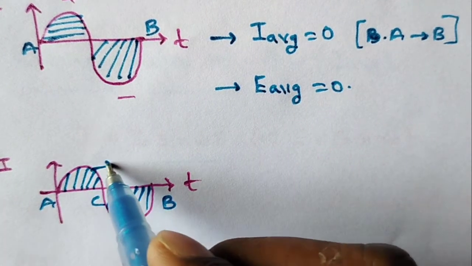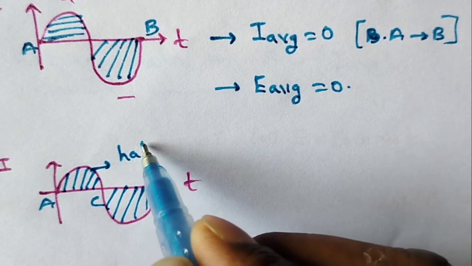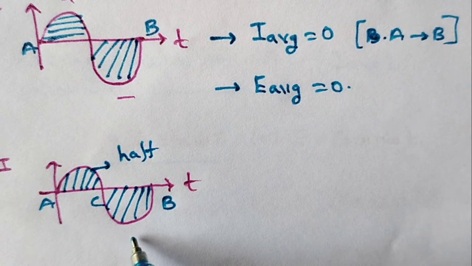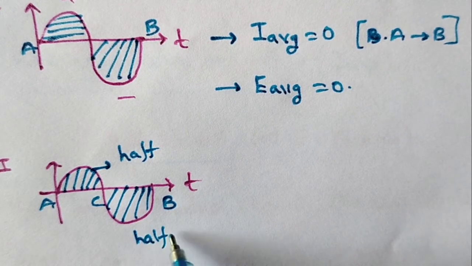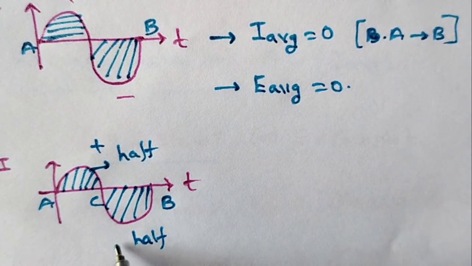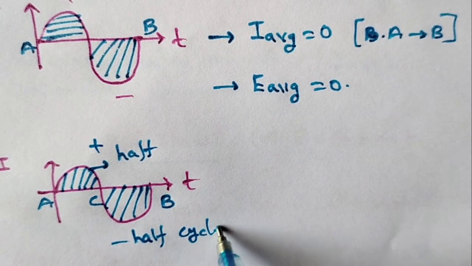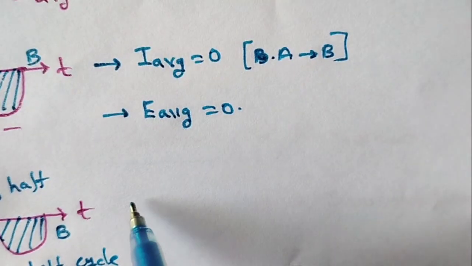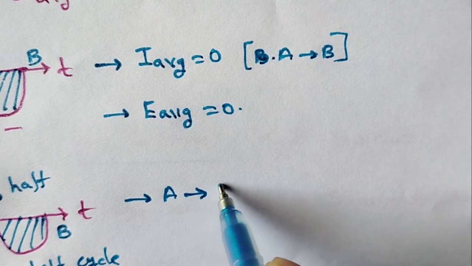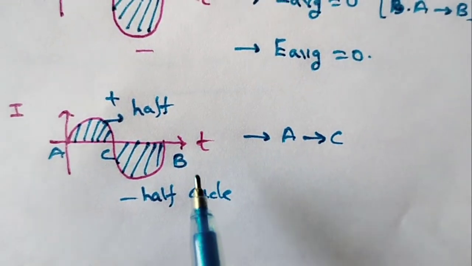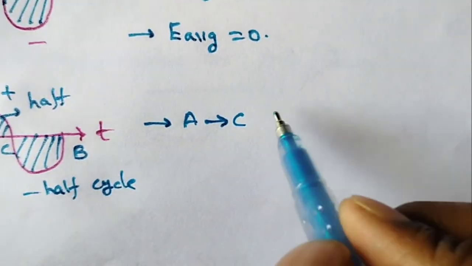Okay, this is one half cycle, the positive half cycle. This is the negative half cycle. So this is a positive half cycle, this is a negative half cycle. But what is the value from A to C? Here you can take A to C.